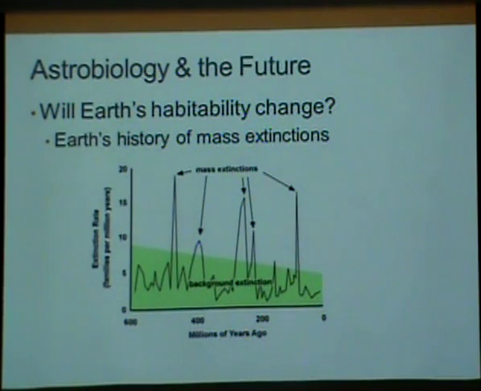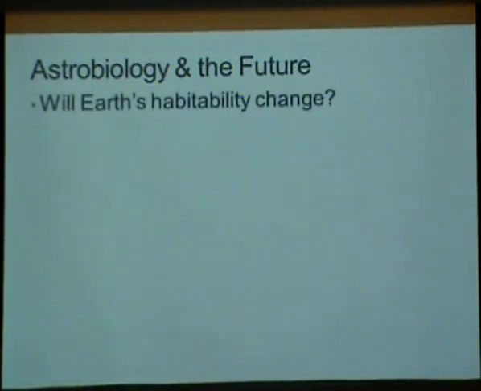And one that we have a little more information about is this one, the most recent one, which was about 75 million years ago. Does anyone know what caused this one? Yeah, meteorite. We think this big meteorite crashed into the Earth and caused global catastrophe. Now, the reason why I bring this up is, again, will Earth's habitability change?